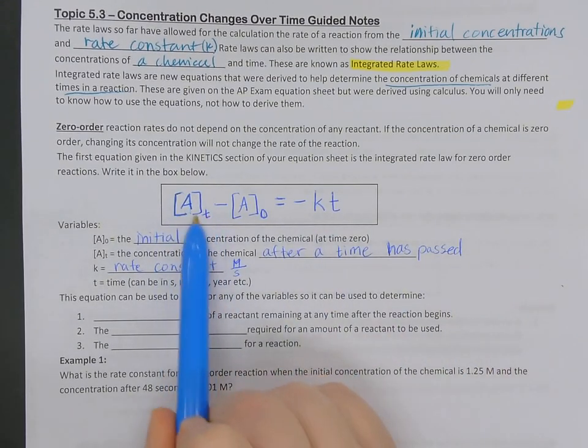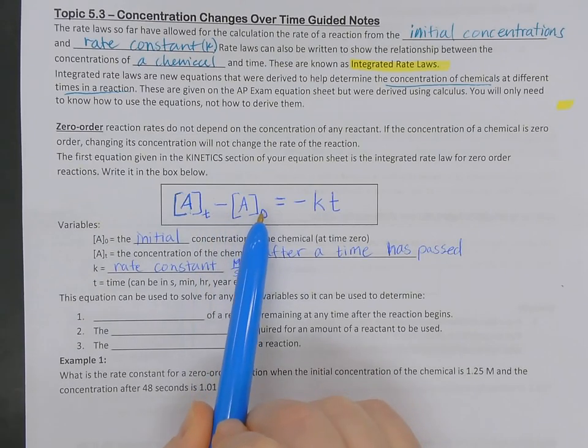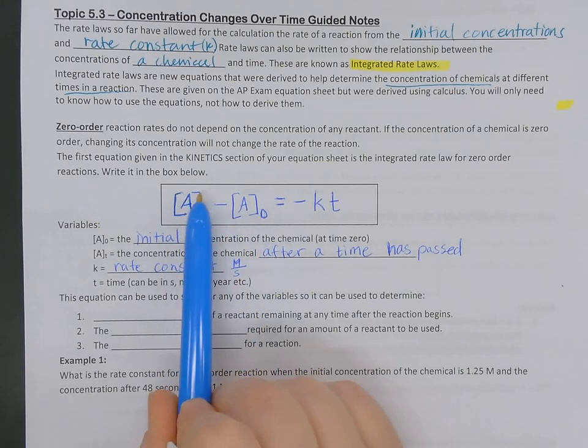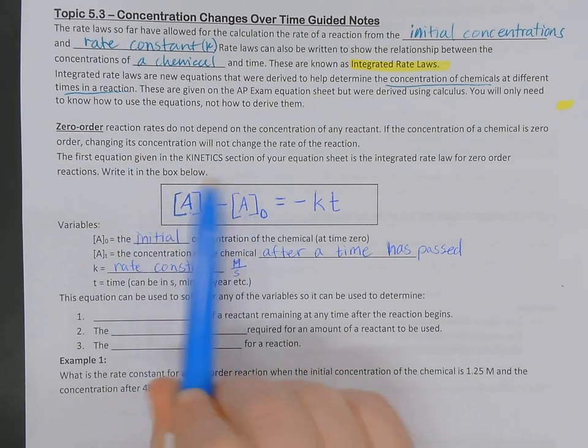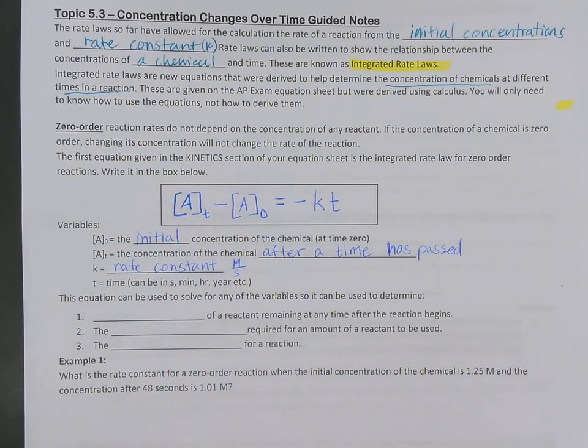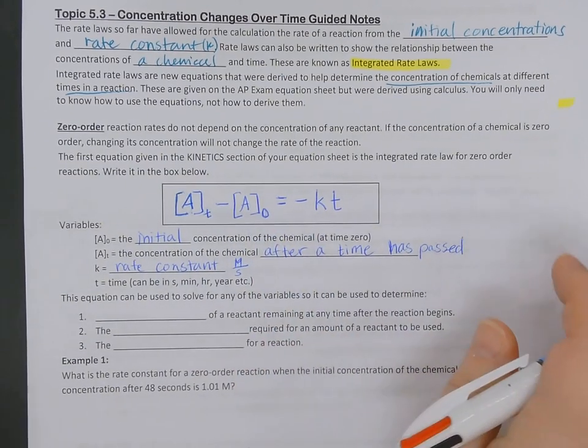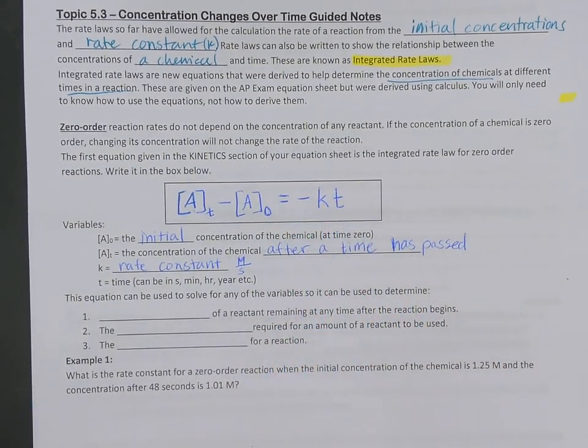Okay, so you don't have to change anything about this T and the 0. It's just saying initial and final. And you'll notice it's final time or final concentration minus initial concentration. We've done final minus initial for a lot of changes. Okay, so that's the change in concentration equals negative KT.